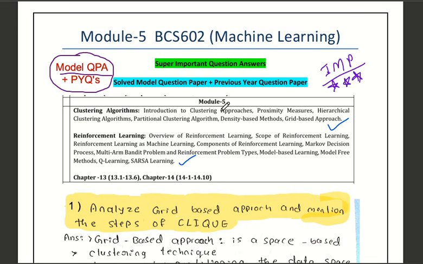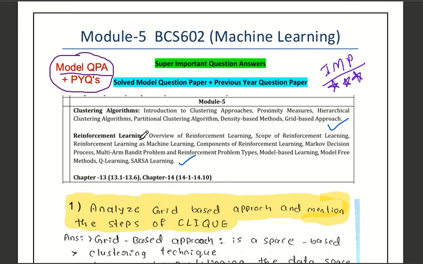Okay. So in this module 5, we have two chapters. First chapter is clustering algorithms and the second one is reinforcement learning. In the first chapter, the clustering algorithm: introduction to the clustering approaches, proximity measures, hierarchical clustering algorithms, partitioning clustering algorithm, density based methods and grid based approaches. These are the contents in the first chapter.